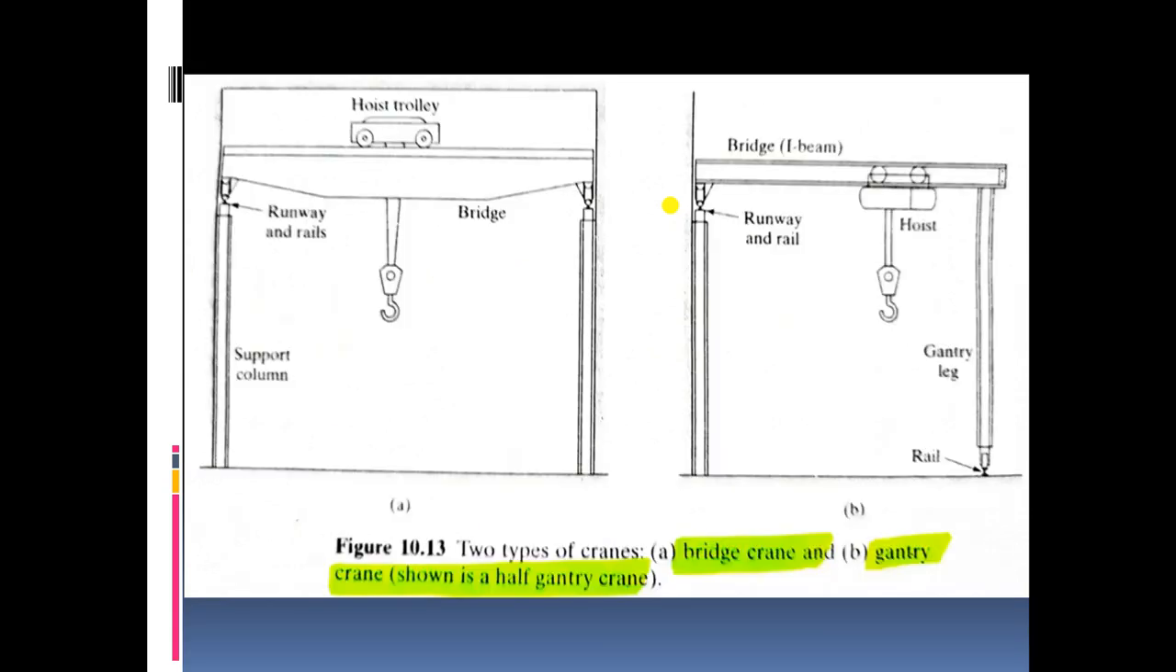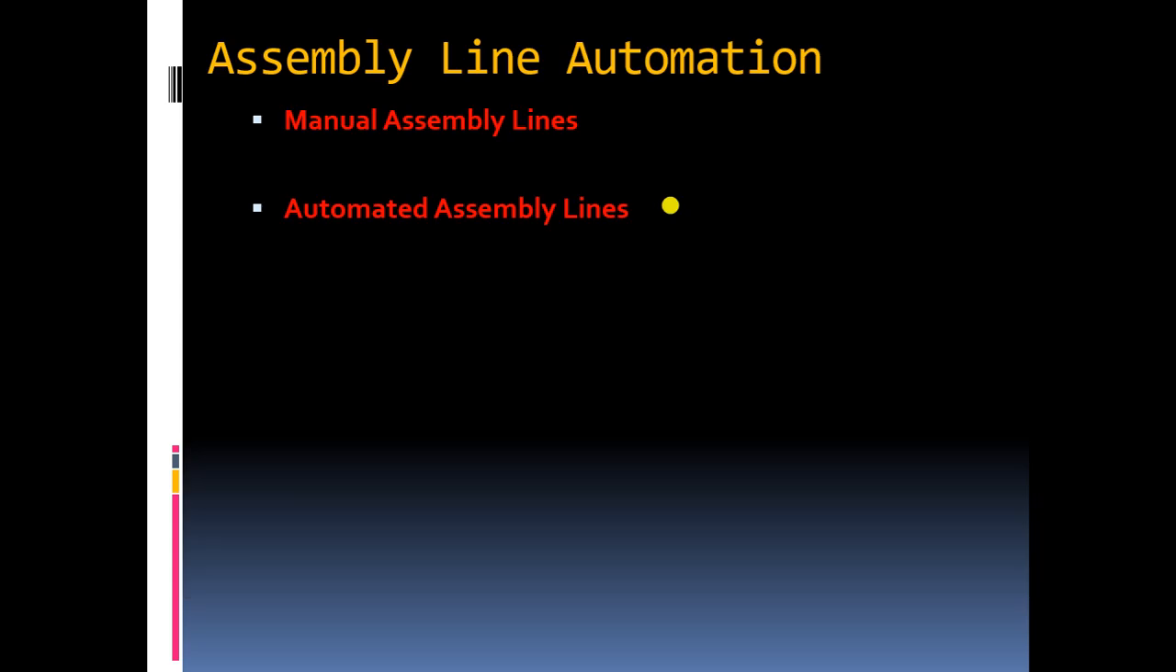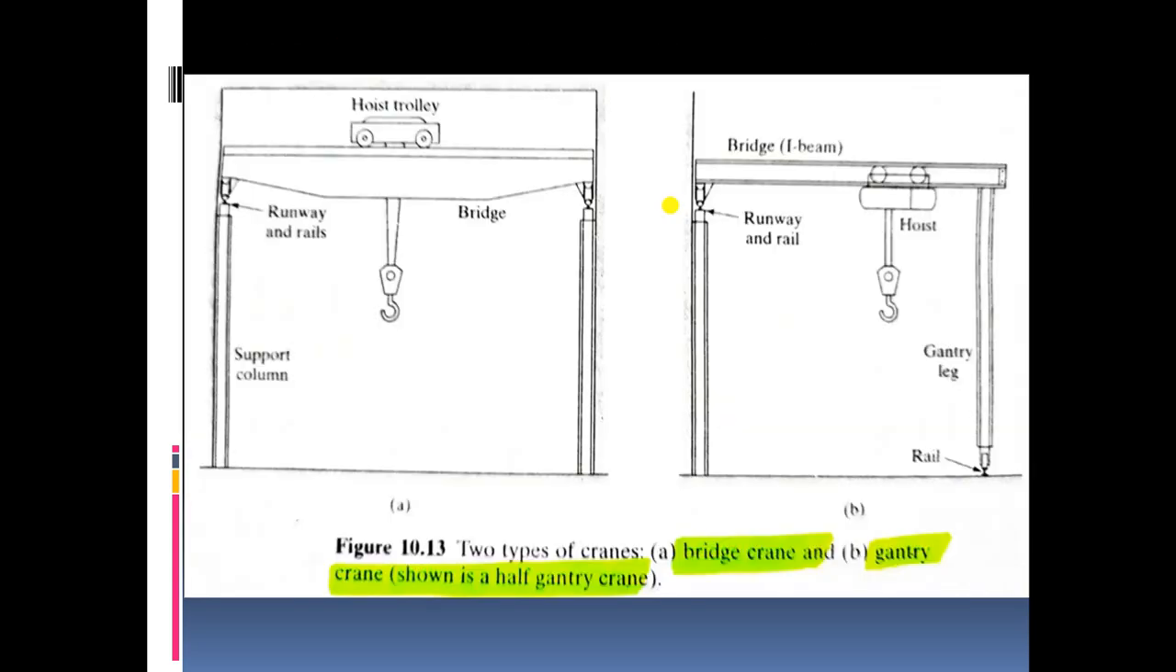Here you can see types of cranes. That is a bridge crane and gantry crane.